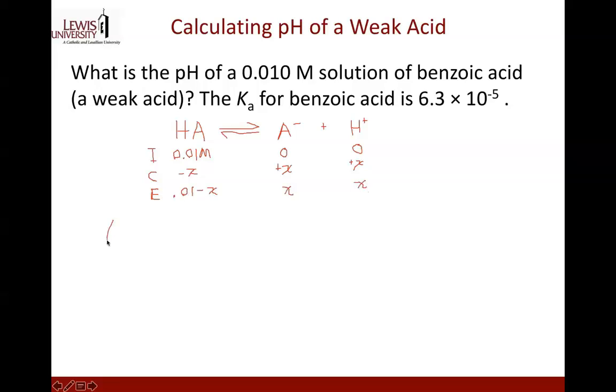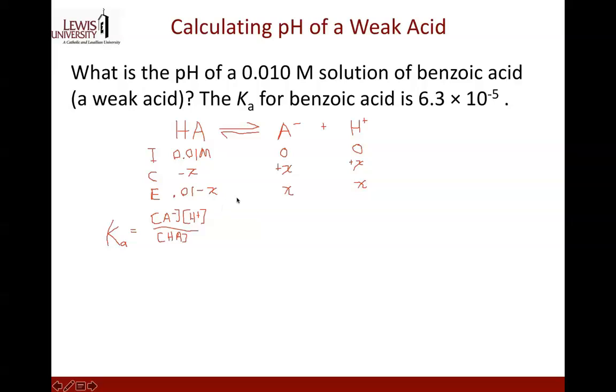Now if we think about the Ka, which is the acid equilibrium constant or the acid dissociation constant, this is going to be products over reactants. So we would have A minus multiplied by H plus divided by HA. And if you look at benzoic acid's Ka value, it is 6.3 times 10 to the minus fifth.